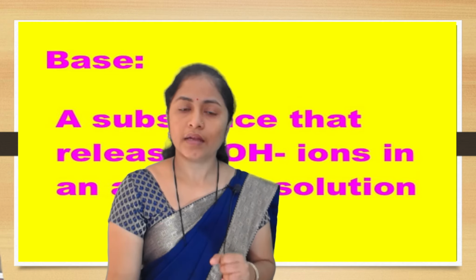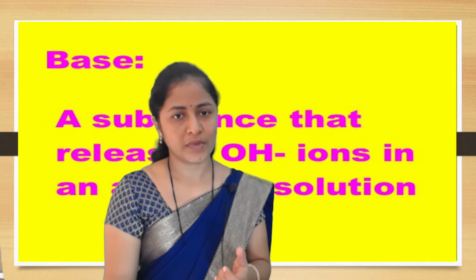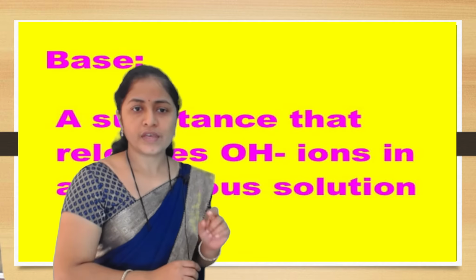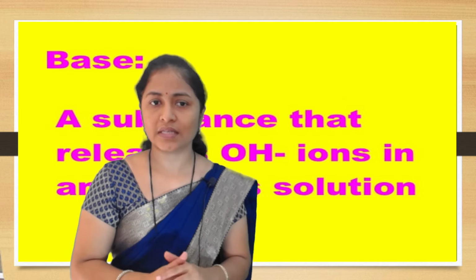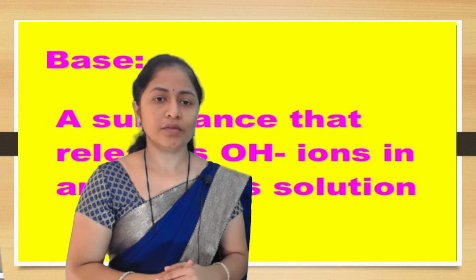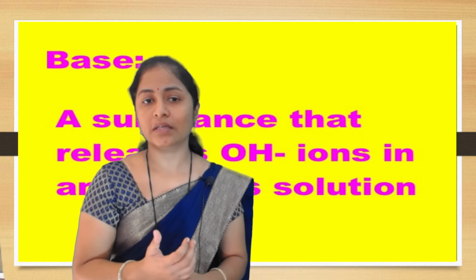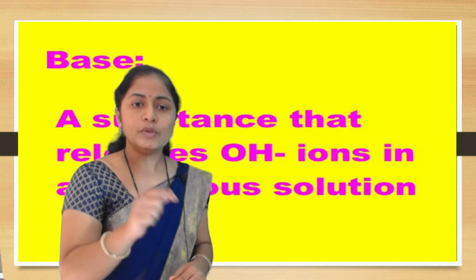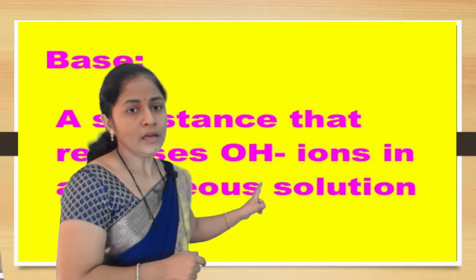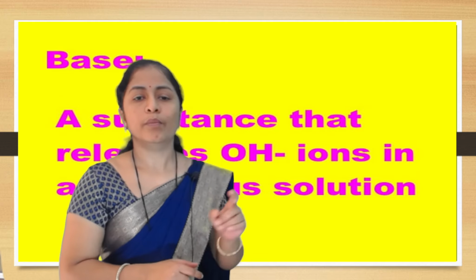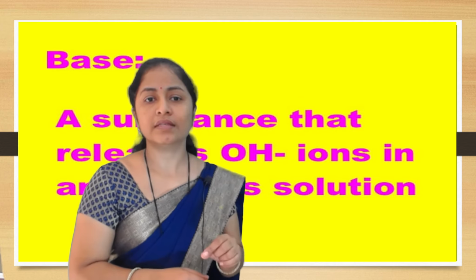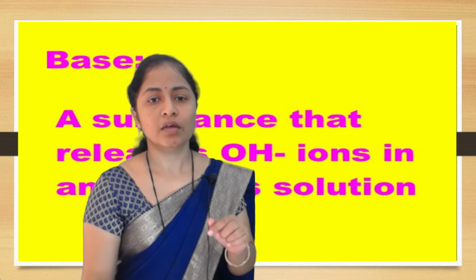How can we identify whether the given substance is an acid or a base? With the help of H plus and OH minus ions, we can very easily identify it. Another important test to identify whether the given substance is an acid or a base is the litmus paper test. In an acid, the blue litmus paper changes to red, but in bases, the red litmus paper turns to blue. This is one of the important characteristics of a base. In a basic solution, the red litmus paper always turns blue.